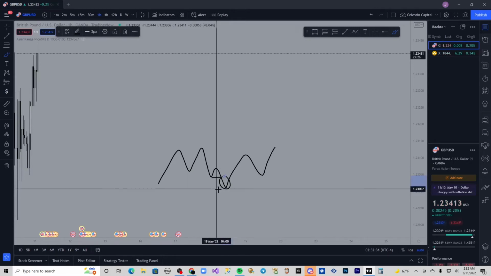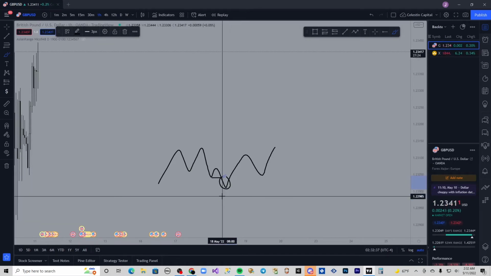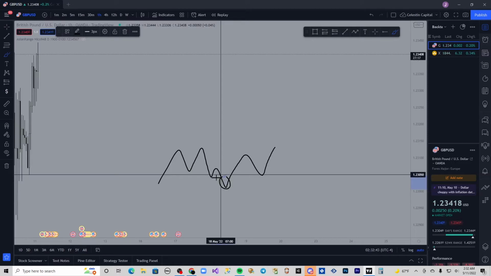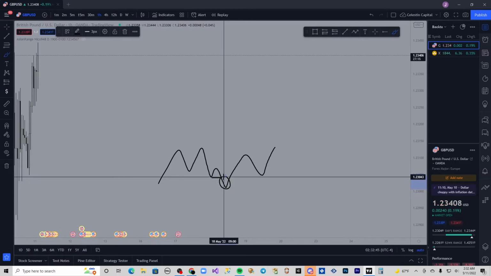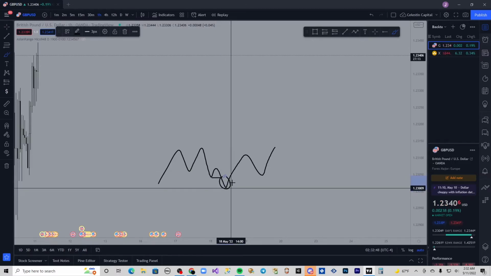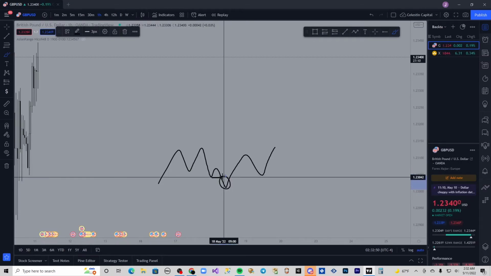If price wicked below this low, we don't consider that a break of structure. We consider that a liquidation. Stay with me. If price wicked below this low, it is not a break of structure. It is a liquidation. Now, if price closes below this low, it is a break of structure.